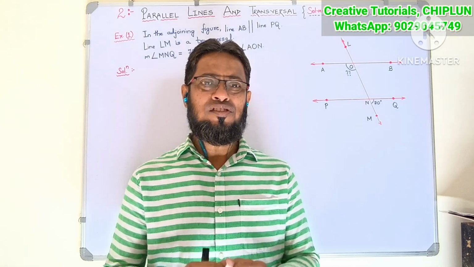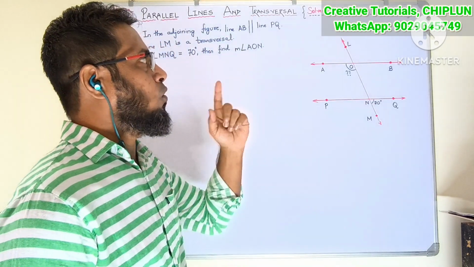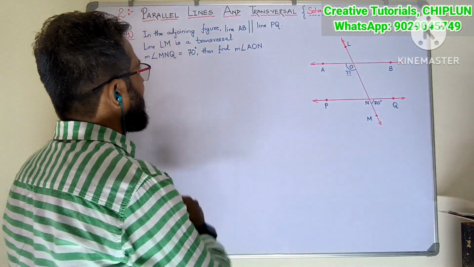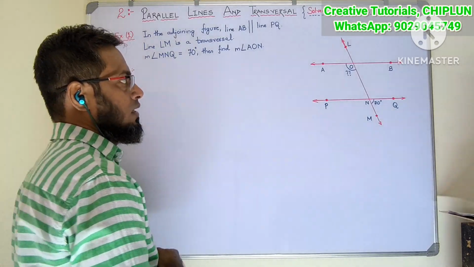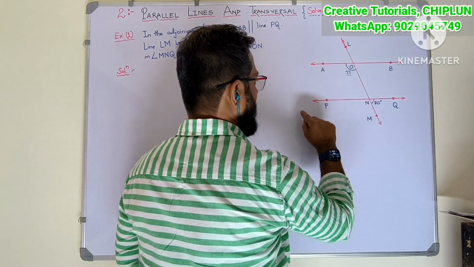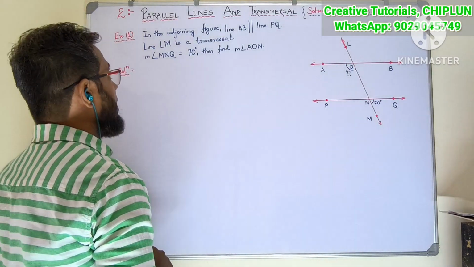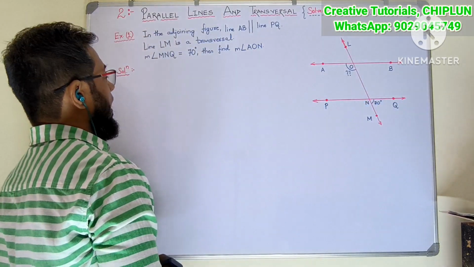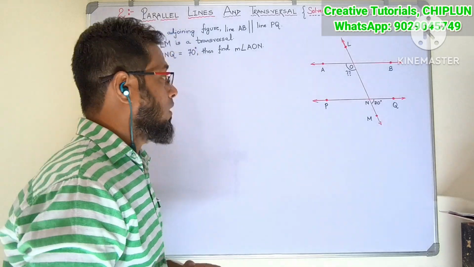Dear children, today we are on solved example number 1 which is given to you on textbook page number 10. Okay, the question is something like this. In the adjoining figure, line AB and line PQ are parallel. Line AB is parallel to line PQ. Line LM is a transversal. And measure angle MNQ is equal to 70 degrees. This has been given to us, okay?